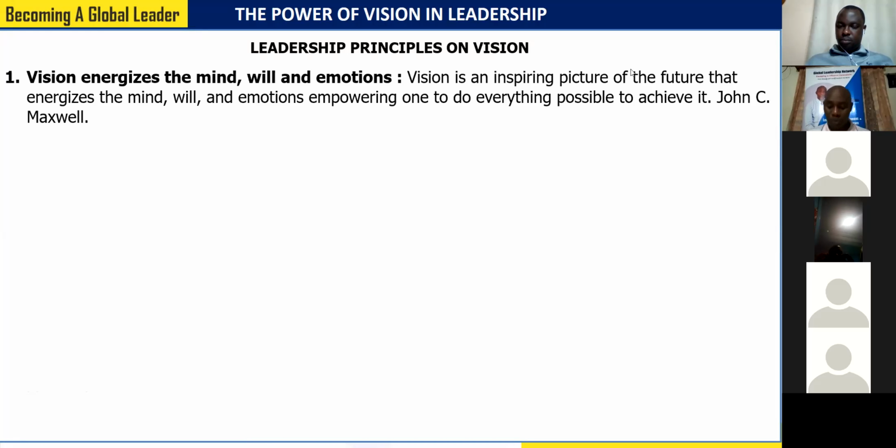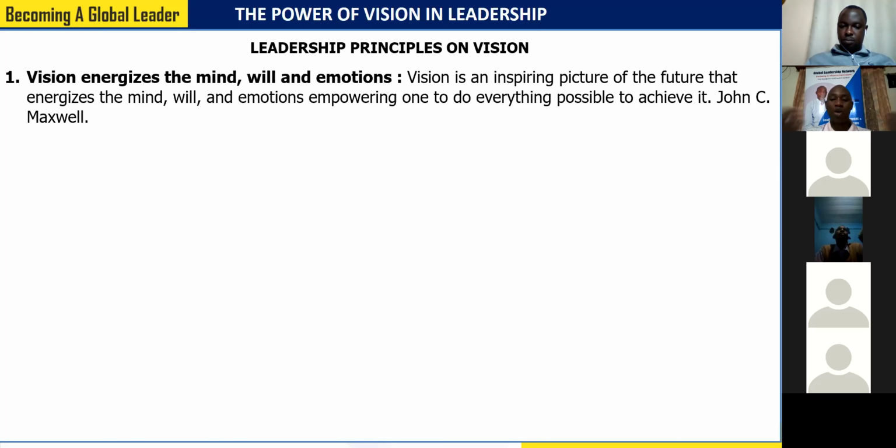So some leadership principles on vision. That is on page 66. Page 66, leadership principles on vision. Number one, vision energizes the mind, will, and emotions. We looked at the examples and we were able to identify those examples of vision statements that we felt can energize the mind, will, and emotion.